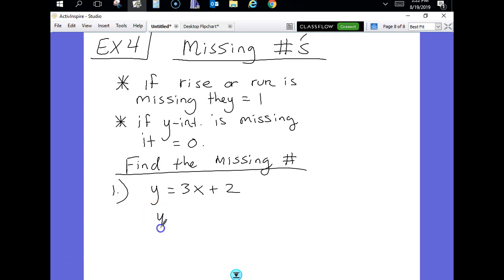So here, I'm going to rewrite it, because if we're missing a run, what is it? 1. That's what I mean. Now, can you graph this now? Yes.